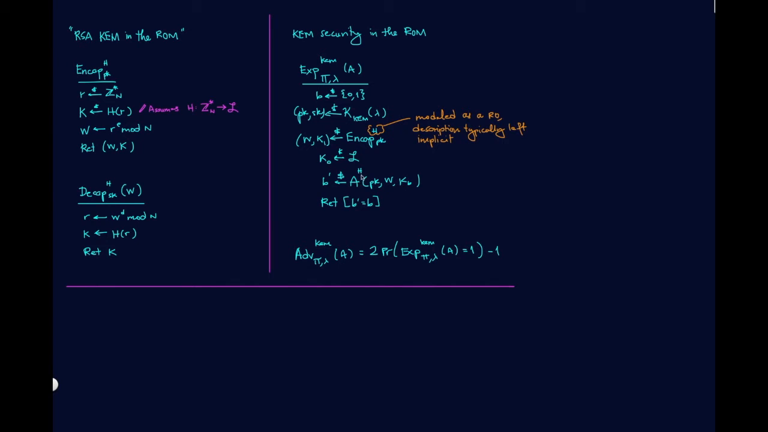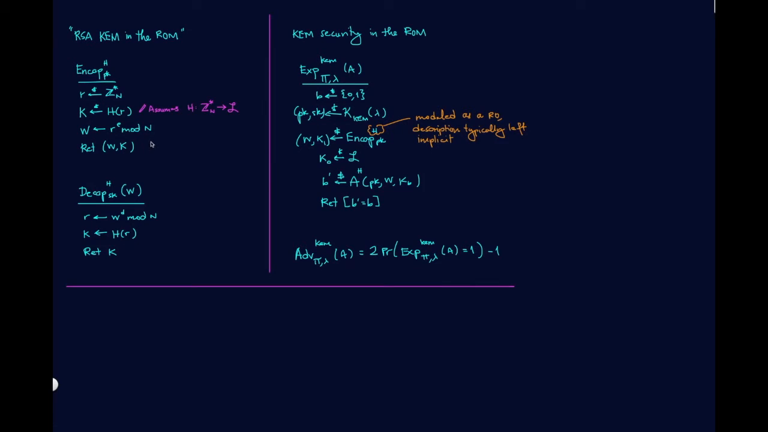We also give A access to the random oracle, and A's job is to output a guess at the bit, determining whether or not it's been given the key that's wrapped by W or a key that's independent of W. And the advantage, because we're doing a bit guessing game, is just twice the probability of winning minus 1. So that's the definition of the KEM experiment, and we want to argue that this scheme meets this security notion if RSA is in fact a good one-way permutation.